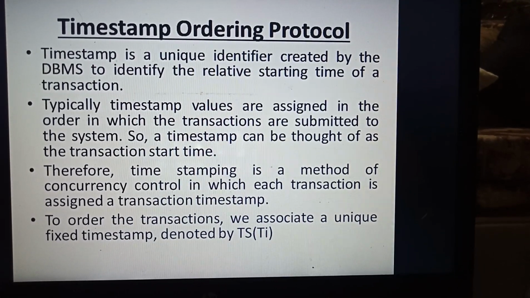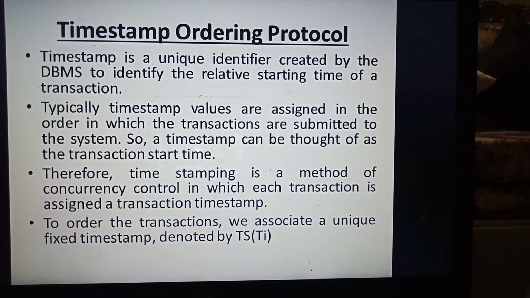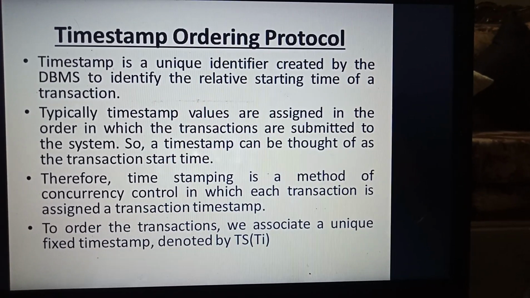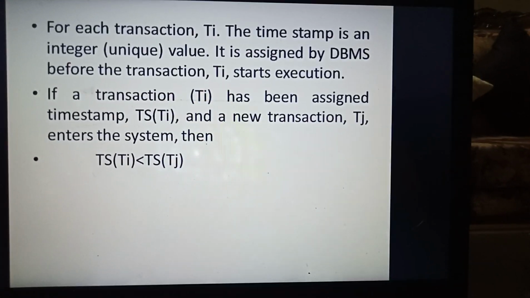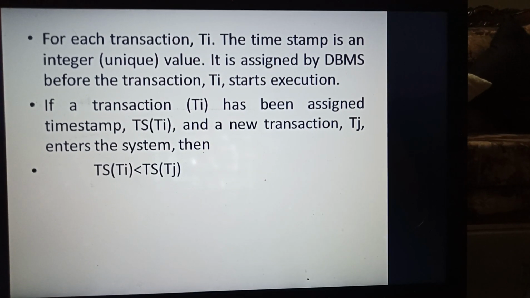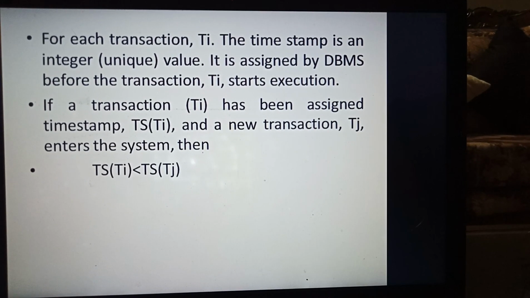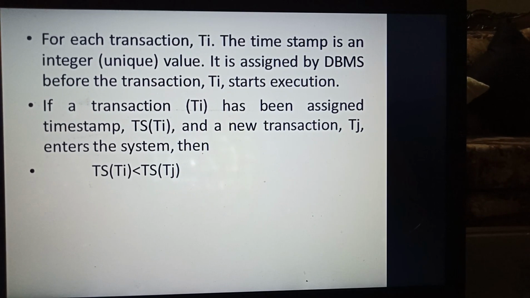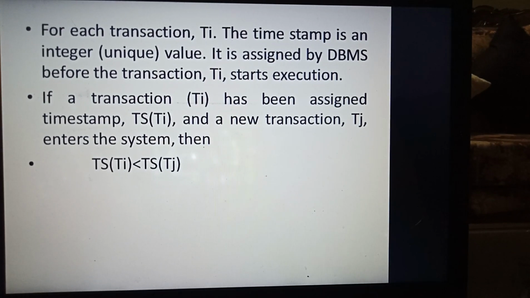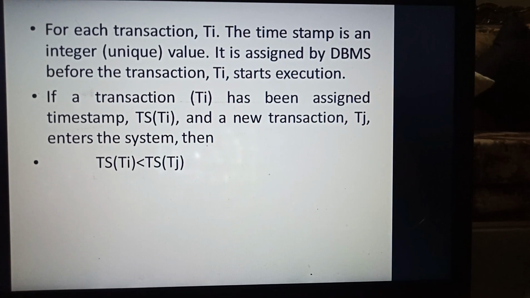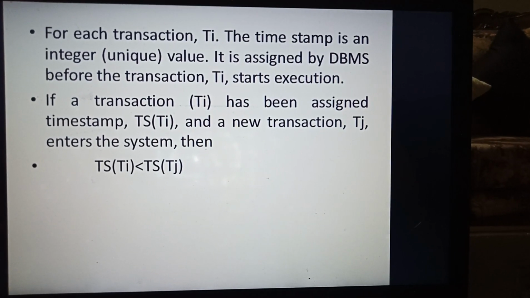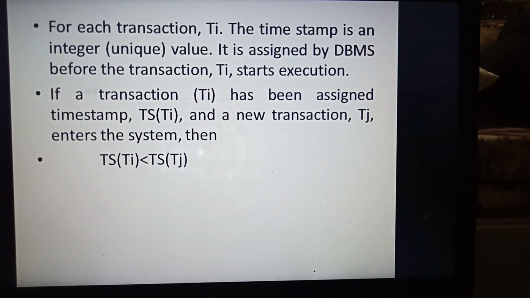Now, to order the transactions, we associate a unique fixed timestamp, denoted by TS. In brackets, we write the name of the transaction. For each transaction Ti, the timestamp is an integer or unique value. It is assigned by the DBMS before the transaction Ti starts its execution. Suppose a transaction Ti has been assigned timestamp TS(Ti) and a new transaction Tj enters the system, then the timestamp of Ti will be less than that of Tj.